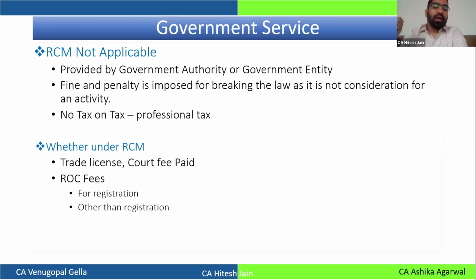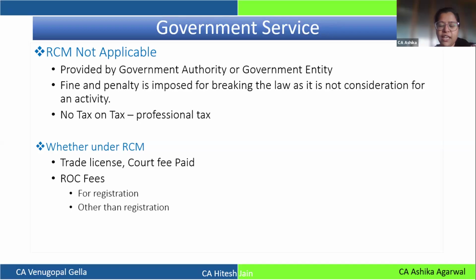Now, whether the trade license and the court fees paid are subject to RCM. If you see the definition, the provider covered is the central government, state government, or local authority. So these are covered. Now, court fee is paid to the court, that is the Supreme Court or High Court, which does not form part of the government. Therefore, it will not be covered under RCM.